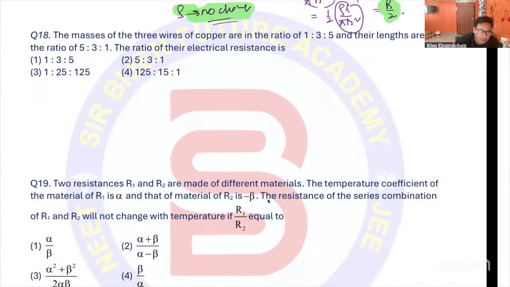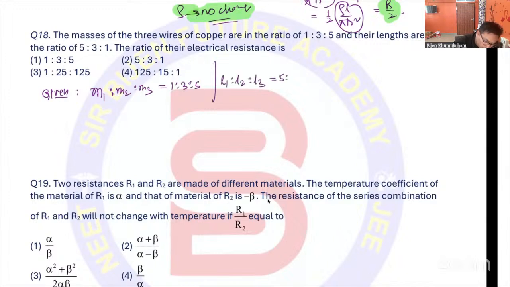To find the resistance, we have nothing to do with the mass. But from this mass, what we can find is the ratio of the cross-section areas. Let's use it. What is given is the ratio of the masses of the wires, M1 is to M2 is to M3, it is 1 is to 3 is to 5. And the ratio of the lengths, L1 is to L2 is to L3, is 5 is to 3 is to 1. Let's assume that length L1 is 5x, L2 is 3x, L3 is x.